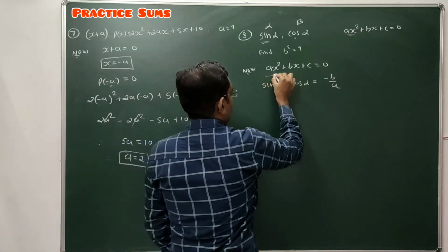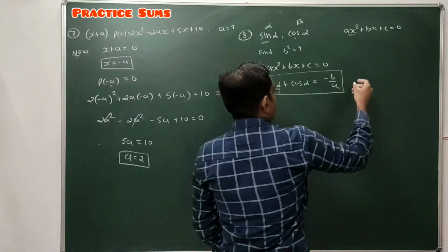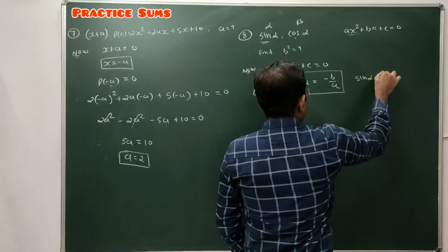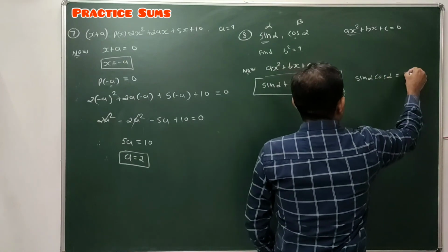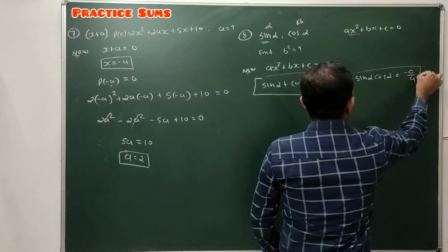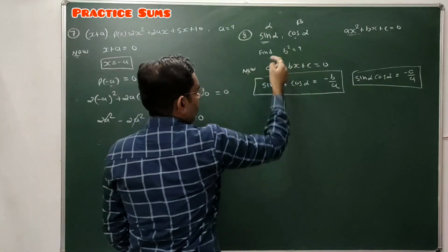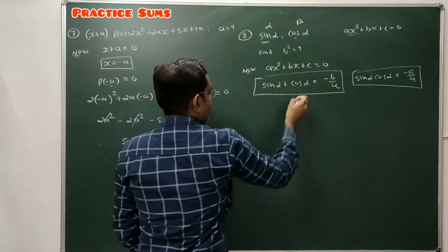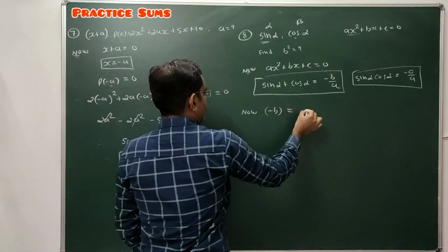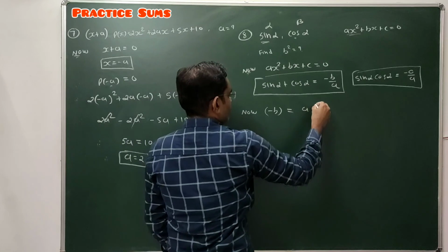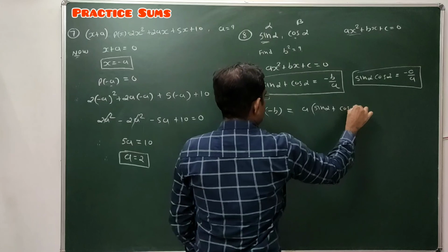Done? Say this one as equation number 1, first derived result. And product of roots, that is sin alpha into cos alpha, equal to minus c by a. This is second derived result. What we have to find? We have to find the value of b square. So from equation 1 we can find the value of minus b. We can write minus b as a into sin alpha plus cos alpha.